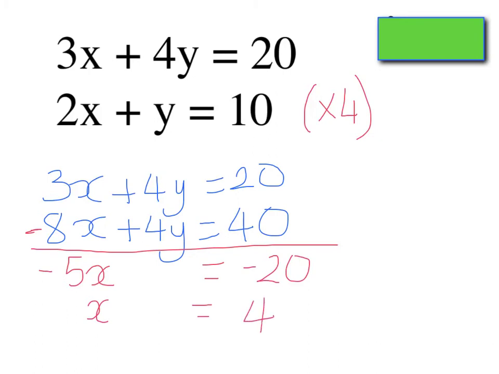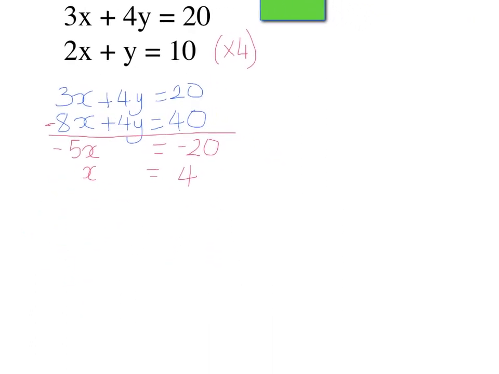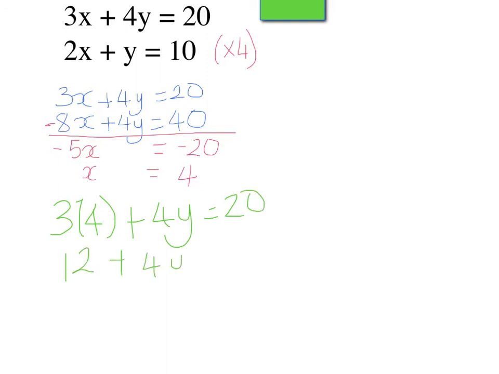If x equals 4, I should be able to put this back into my equation to work out what the value of y is. So when x is 4, 3 times 4 plus 4y equals 20. 12 plus 4y equals 20. 4y equals 8, y equals 2.